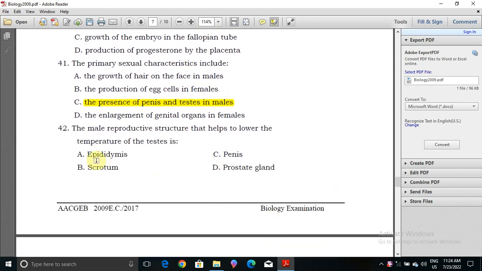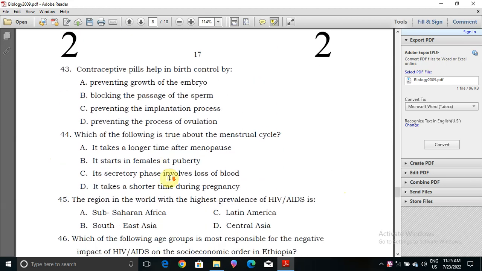Okay, now question number 42. The male reproductive structure that helps to lower the temperature of the testes is what? It's the scrotum. Okay, the function of the scrotum is to help lower the temperature of the testes. Okay, now question number 43.